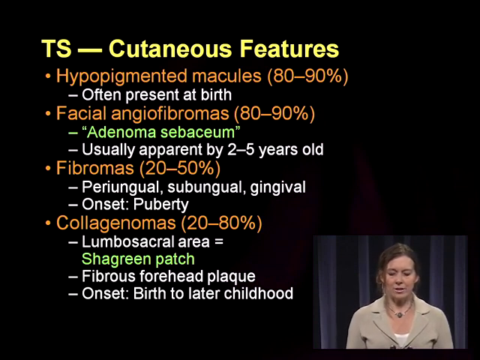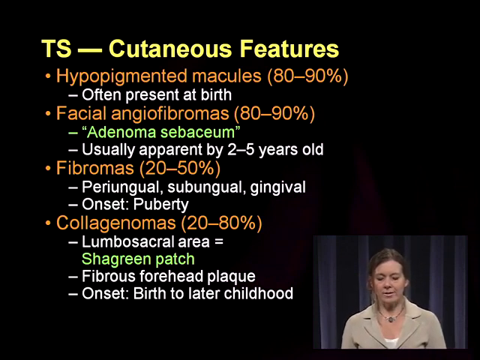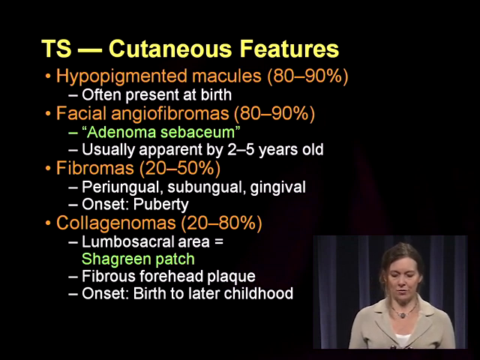The least common skin finding is the fibromas, and these are periungual, so fibromas around the nails or underneath the fingernails or toenails, and often gingival fibromas. And their typical onset is during puberty, so they're not terribly helpful in making an early diagnosis of TS.